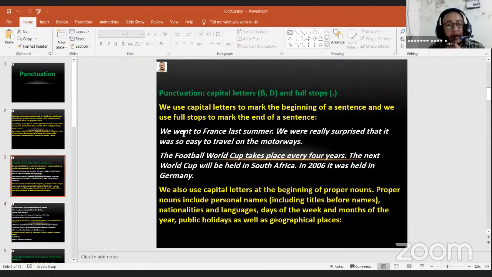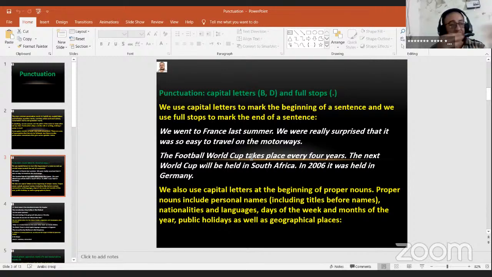We use capital letters to mark the beginning of a sentence, and we use full stops to mark the end of a sentence. So, we need to capitalize the first letter of the first word in a sentence. Let's come to the second yellow part. We also use capital letters at the beginning of proper nouns. What's the meaning of proper nouns? Proper nouns include personal names like John, Chuck, Mark, whatever. This is number one. Including titles before names, for example, Mr., Mrs., Ms., Doctor, Professor. They are capitalized also. Nationalities and languages.